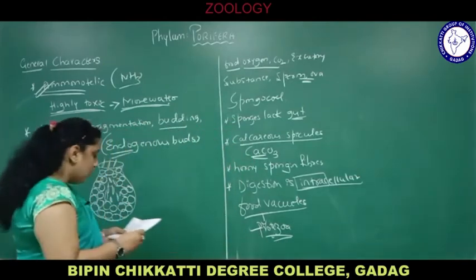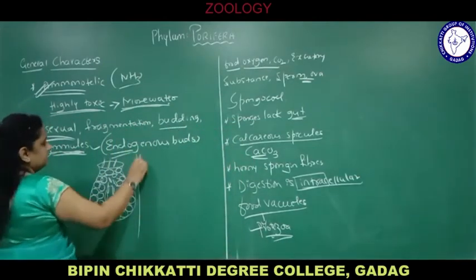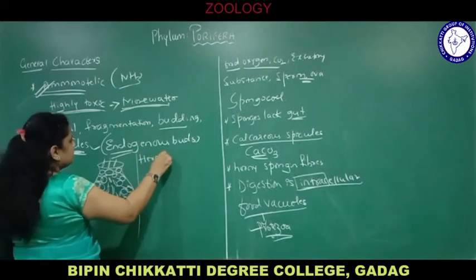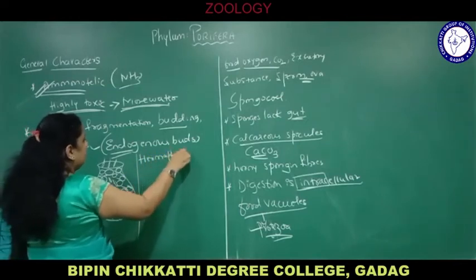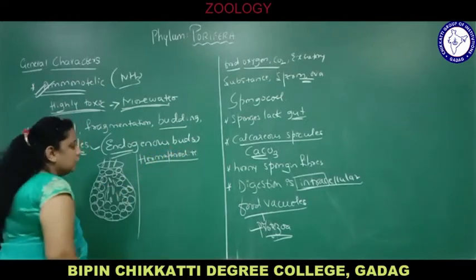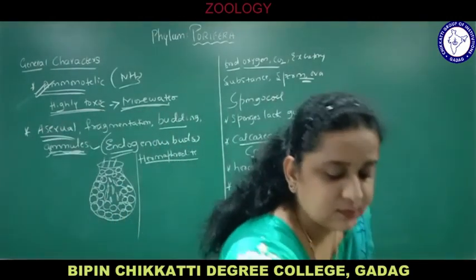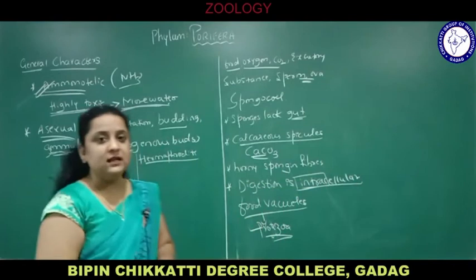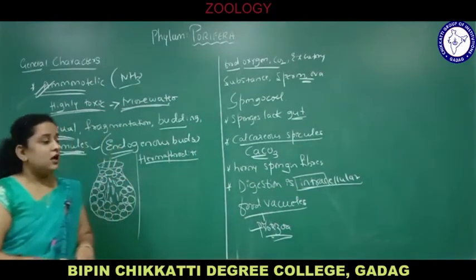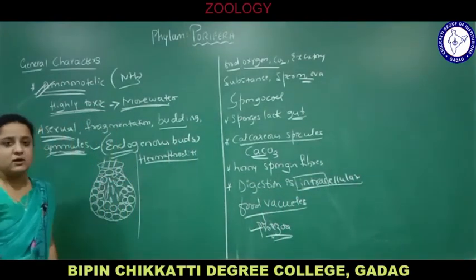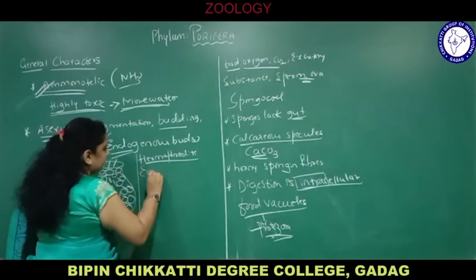Next, coming to the point that all sponges are hermaphrodite. Do you know the meaning of hermaphrodite? Hermaphrodite means bisexual, animals having both male and female reproductive organs. A very good example of a hermaphrodite is the earthworm.